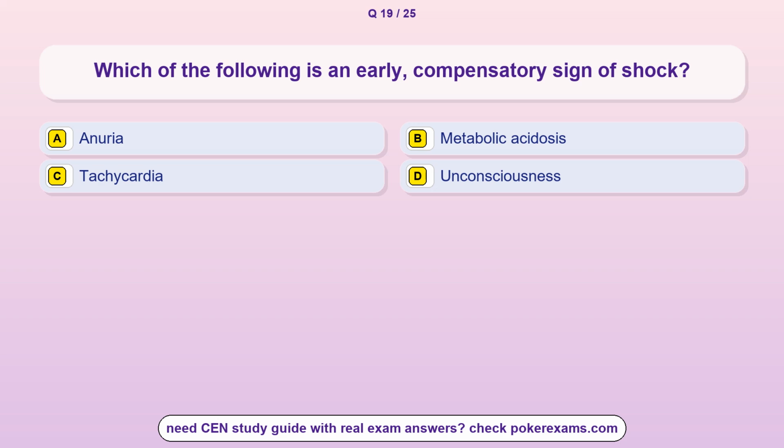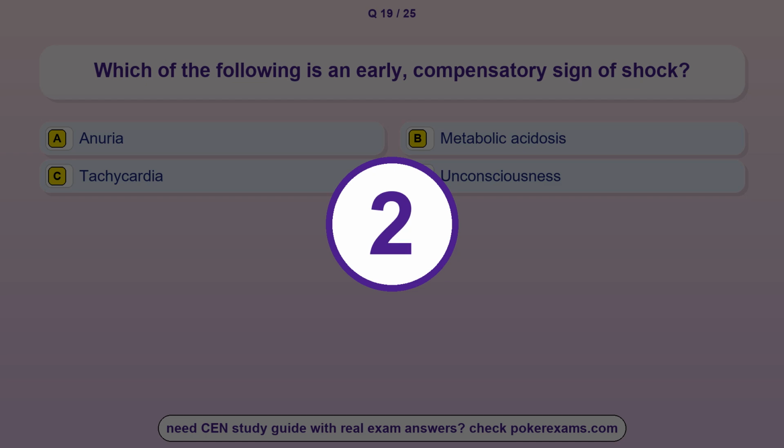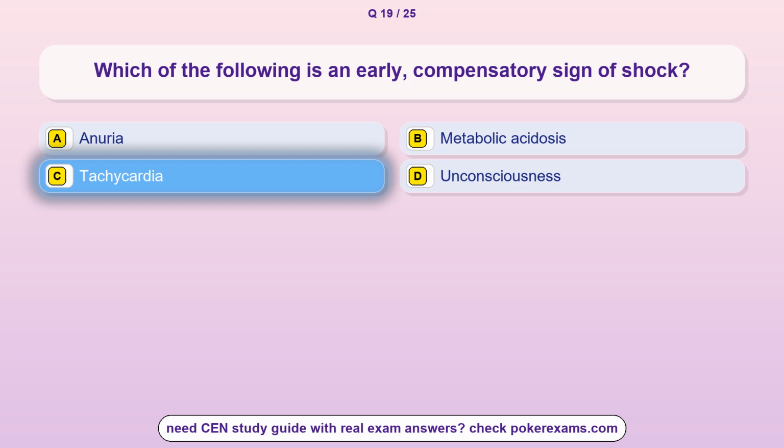Question 19. Which of the following is an early, compensatory sign of shock? Option A, anuria. Option B, metabolic acidosis. Option C, tachycardia. Option D, unconsciousness. The correct answer is option C, tachycardia.